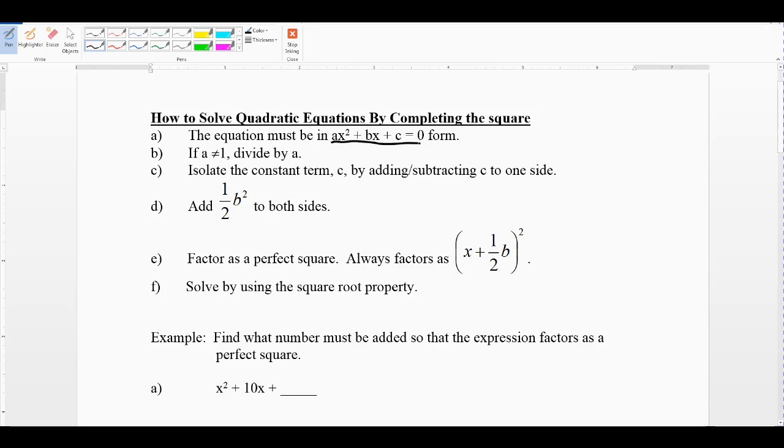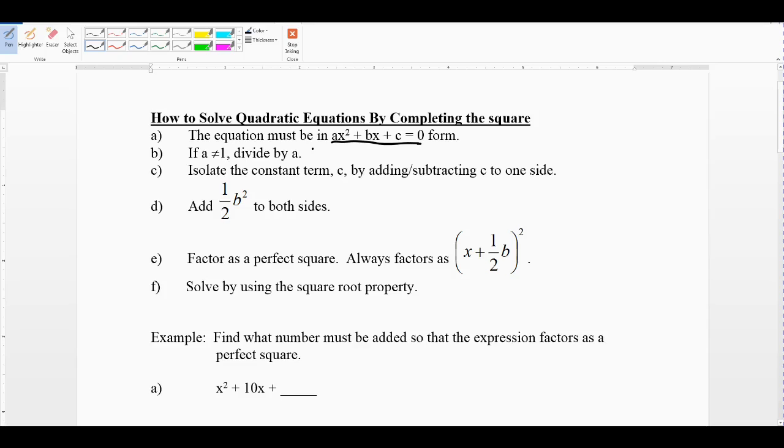A couple things to notice. 0 must be on the right side. Technically it doesn't have to be. The main thing is that ax squared and bx are on the same side, or on the left side, or the right side. But the c will eventually go back to the other side. But make sure we're looking at this form. Sometimes you got to multiply things out to get rid of the parentheses or eliminate fractions, things like that.